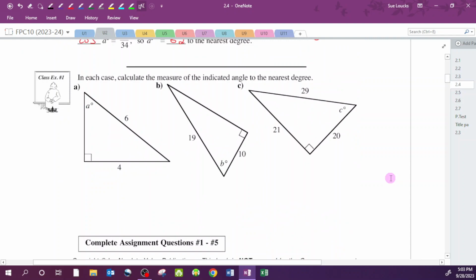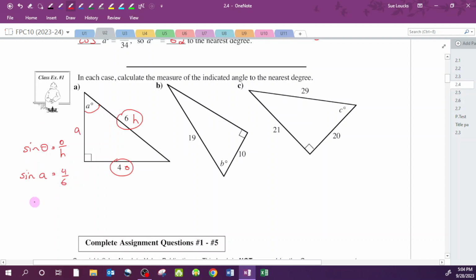So this first example, I'm actually going to write out the whole process, and then I'm going to shortcut it in the second and third example. So we start off, there's our angle of interest, there's the hypotenuse, there's the opposite, there's the adjacent. Since I've got the opposite and hypotenuse, I know that I'm going to use sine, so I'm going to write out sine theta equals opposite over hypotenuse. So sine of A is going to be my opposite measure, which is 4, over my hypotenuse, which is 6.